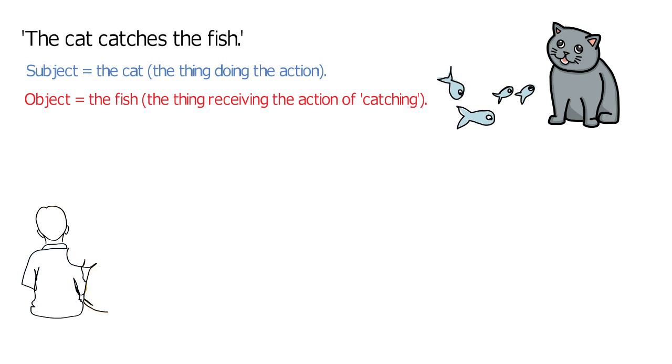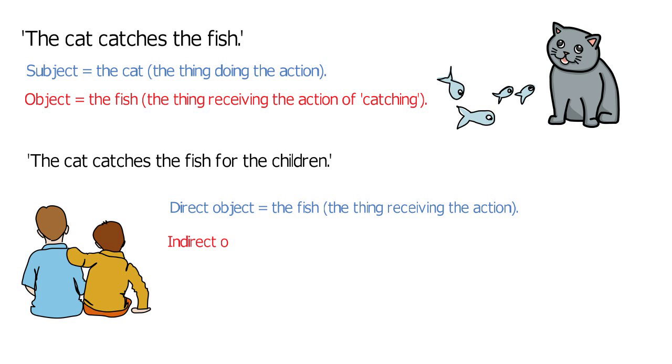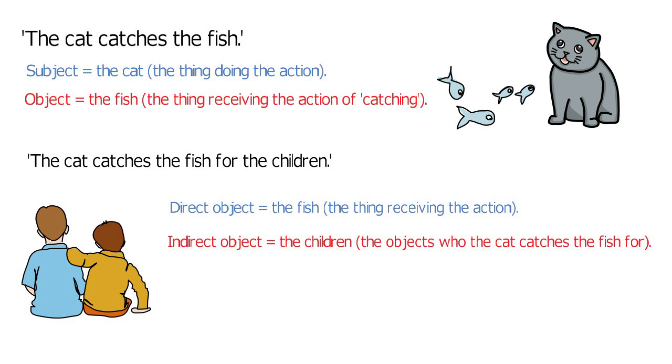Now let's modify this sentence to say, the cat catches the fish for the children. What is the direct object in this sentence? Right, the fish, which is still the object receiving the action of catching. And what is the indirect object? Correct, the children. The children are the objects who the cat is catching the fish for.